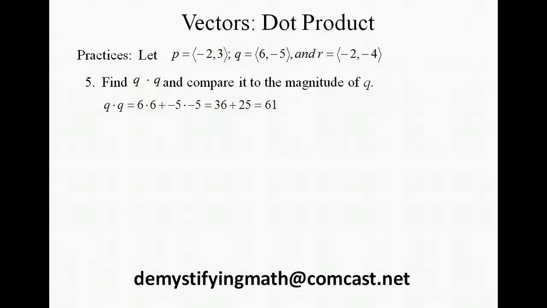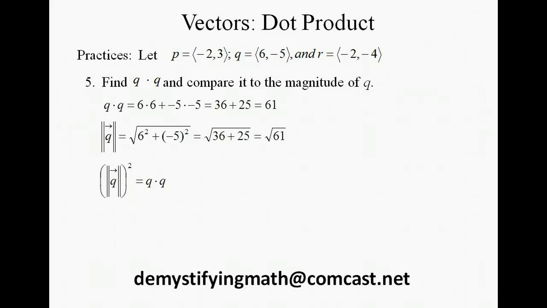Now when we're looking for the magnitude of q, we're going to use our distance formula, because remember, magnitude represents the length. So you have the magnitude of vector q is the square root of the x-coordinate squared plus the y-coordinate squared, which gives us the square root of 61. So what we could say is that the magnitude of the vector squared is equal to the dot product of the vector with itself.